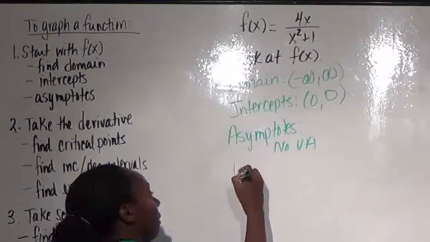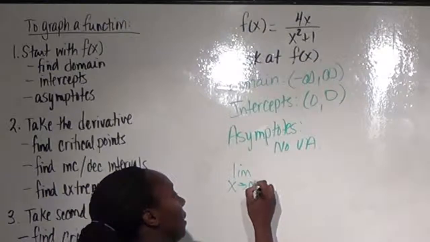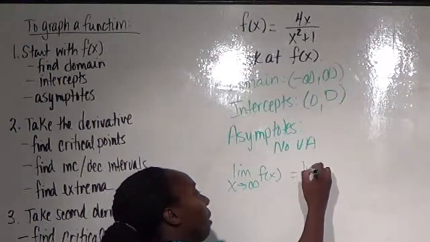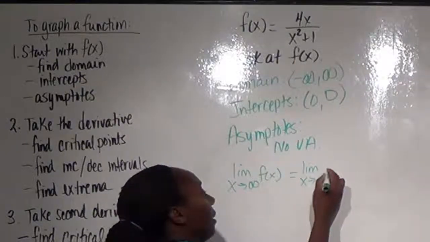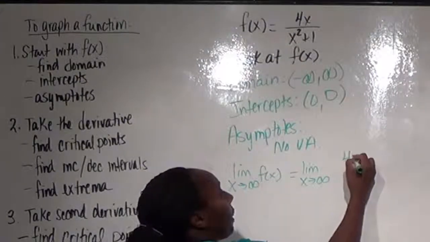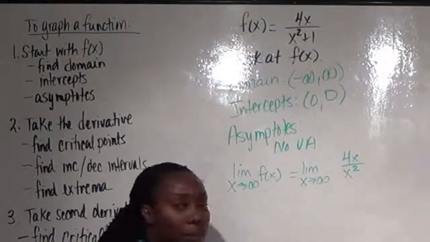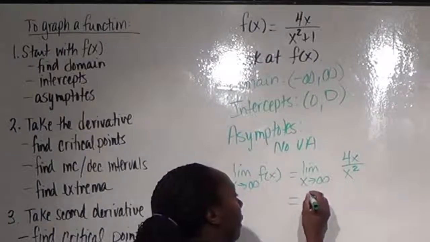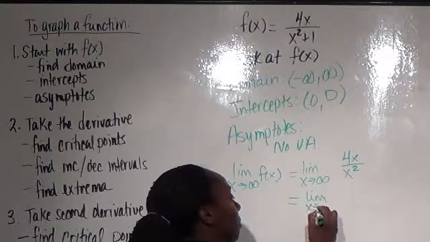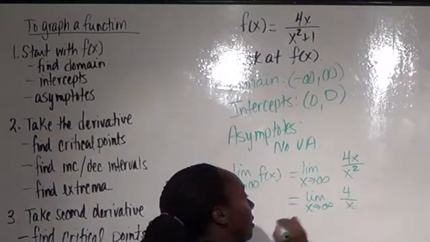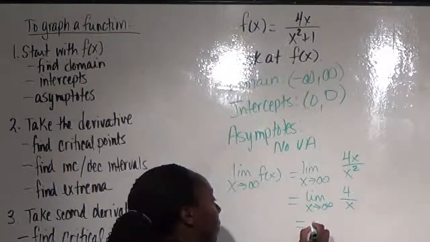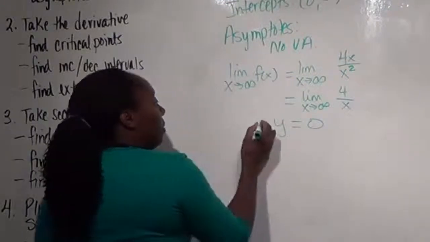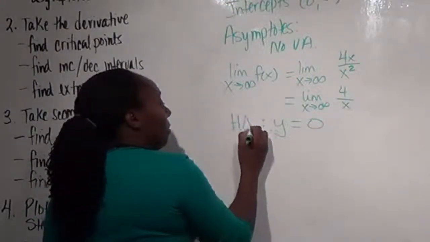If we consider the limit as x goes to infinity of f of x, because it's a rational function, we can pull off the highest powered terms. So we're looking at the 4x over the x squared. And we can simplify. Here we see that when we do that, we get the limit as x goes to infinity of 4 over x, which as that goes to infinity, basically goes to 0. So y equals 0 is going to be our horizontal asymptote.